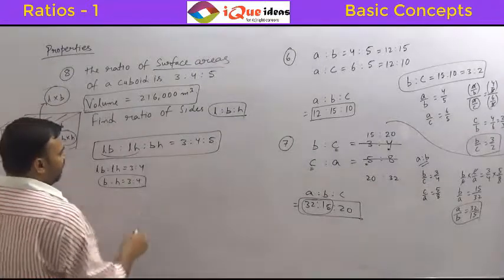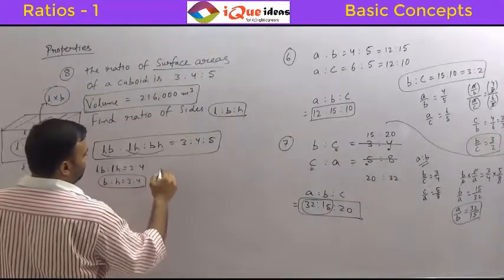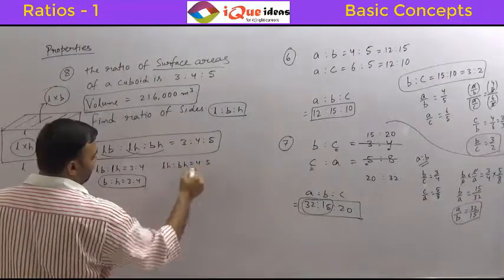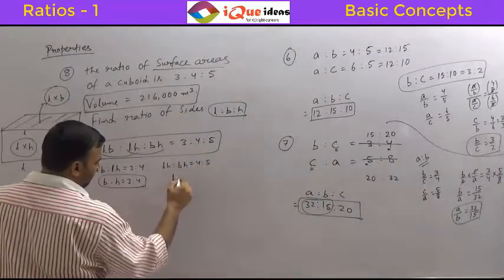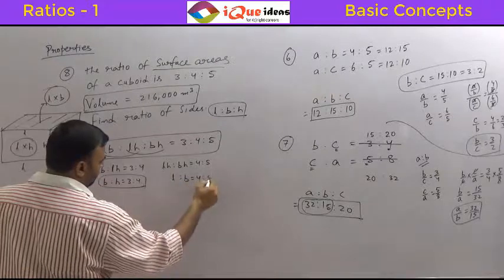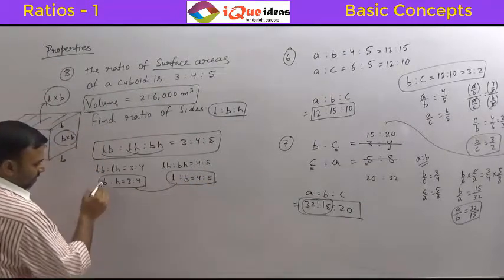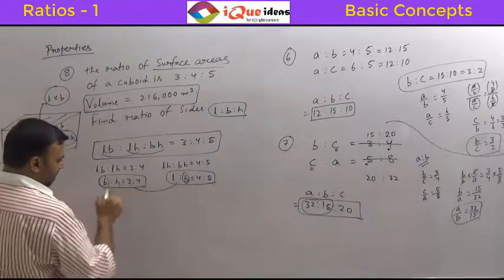Alright. Similarly, if you take these 2, what will happen? LH is to BH. That is 4:5. H gets cancelled out, we get L is to B equal to 4:5. Wow. So now we have these 2 ratios, combine them. Which one is the common quantity? B.